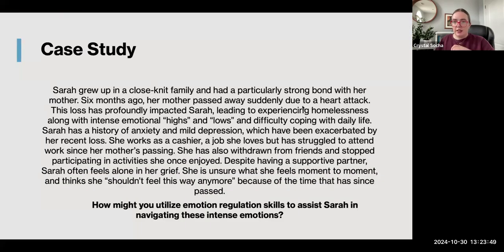The last thing here is an example that might be helpful when thinking about working with someone. So I'll read it and you can see it here. Sarah grew up in a close-knit family and had a particularly strong bond with her mother. 6 months ago, her mother passed away due to a sudden heart attack.